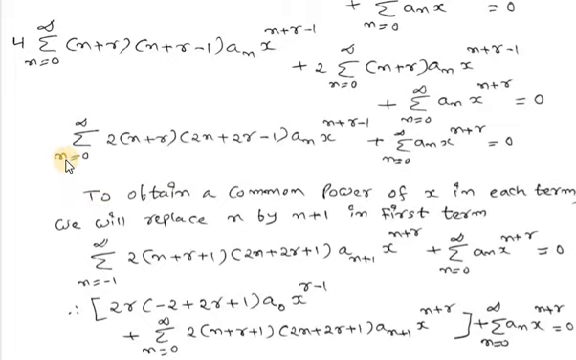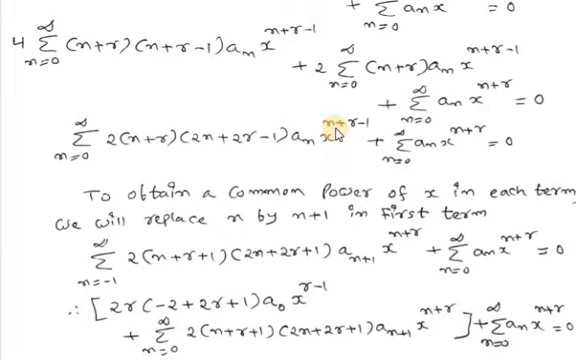So replacing n by n plus 1, it will become n plus 1 equals 0, so we have n equals minus 1 to infinity. Then 2, replacing n by n plus 1, plus r as it is. So it will become 2n plus 2 plus 2r, and plus 2 minus 1, result is plus 1. And replacing n by n plus 1, we have a_(n+1).